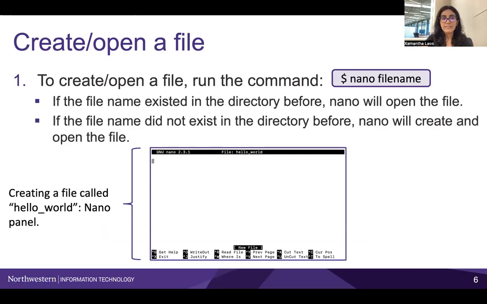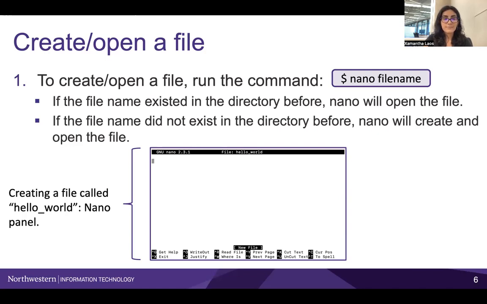Creating and opening a file. To create or open a file, you can run the command nano followed by the file name. If the file name already existed in the directory before, then Nano will just open that existing file. On the other hand, if it didn't exist, then Nano will create it and open it.